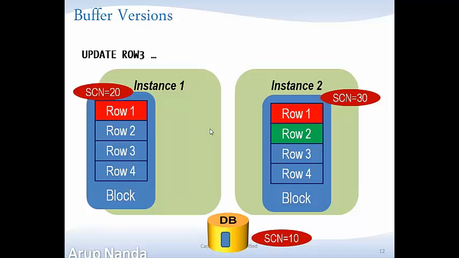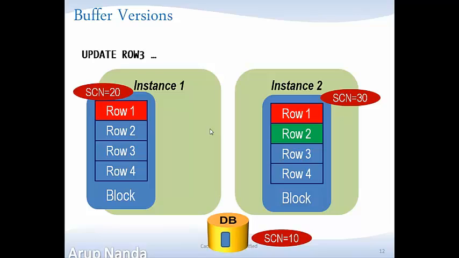Okay, good. Now, let's say someone says update row 3, remember, not row 2, but row 3 on instance number 1. Now, what should happen? Should Oracle go and update row 3 in the buffer it has? It could do that, but here's the problem. The problem is that at that time, it doesn't know which block is the most current one.